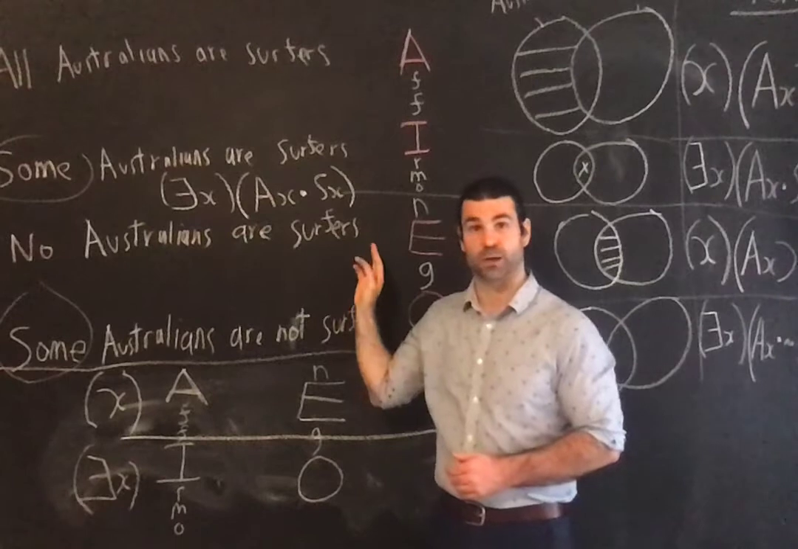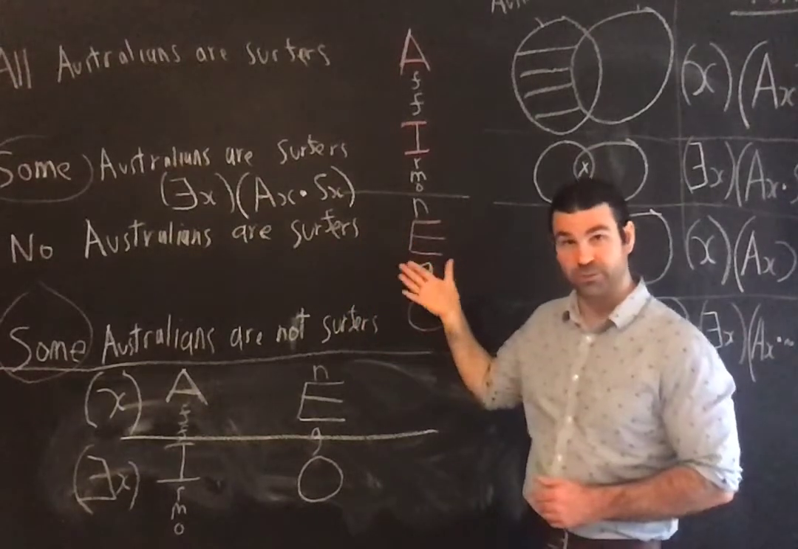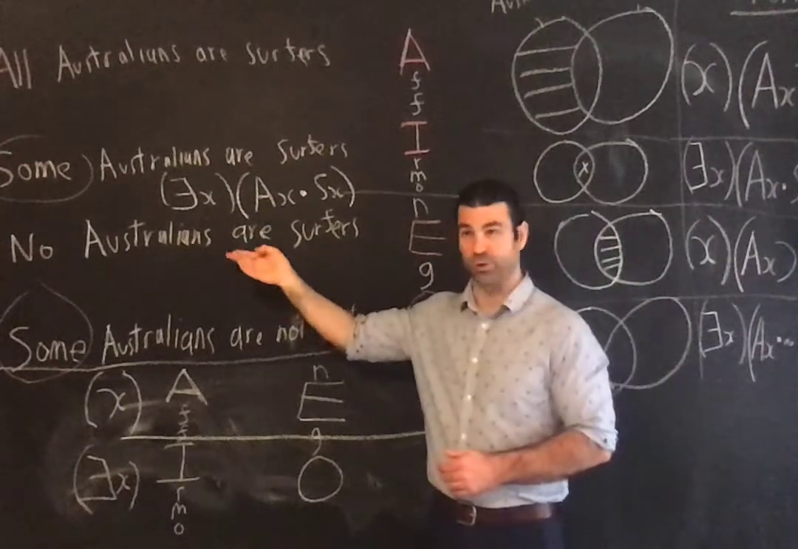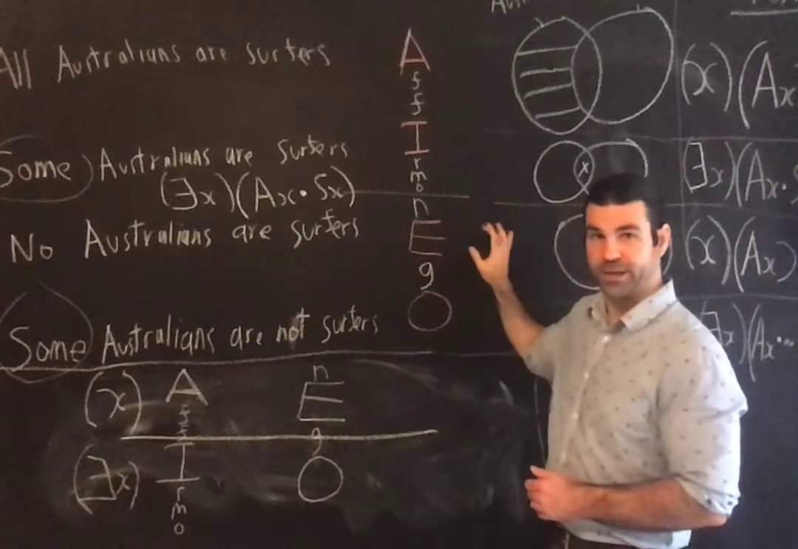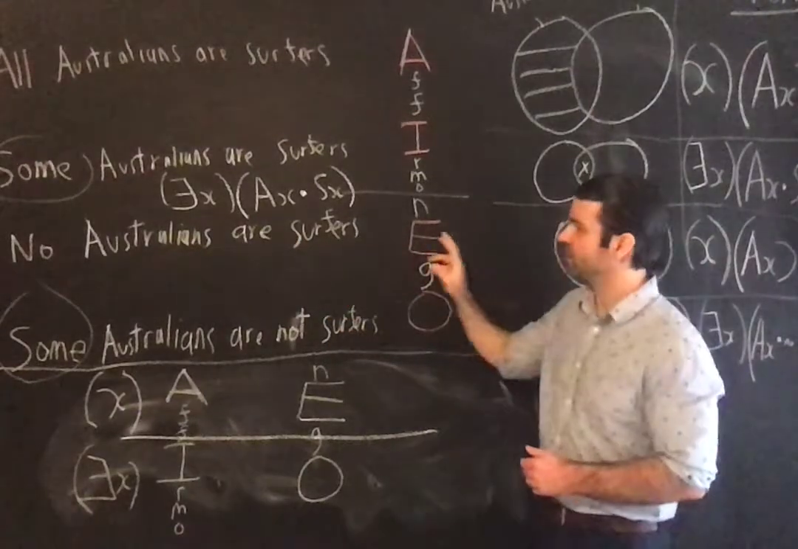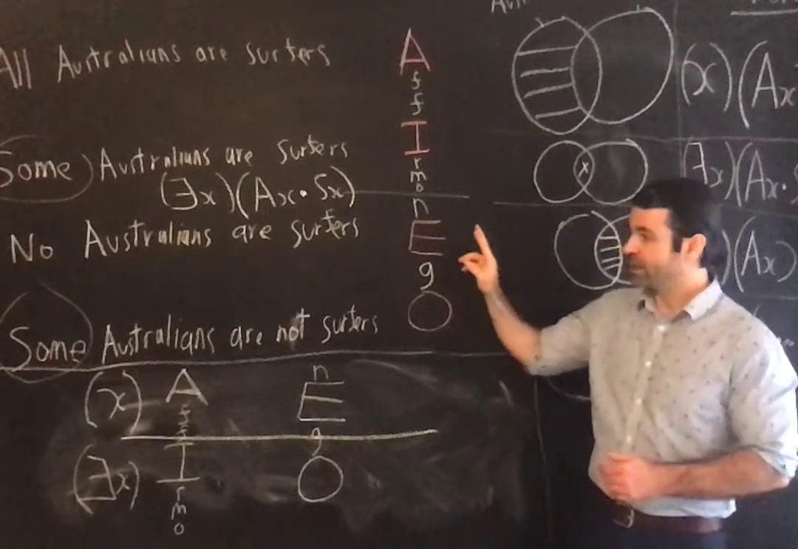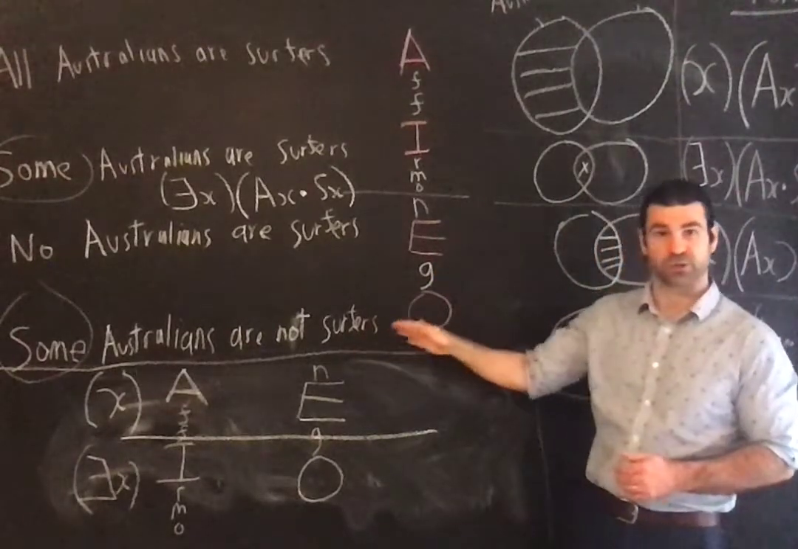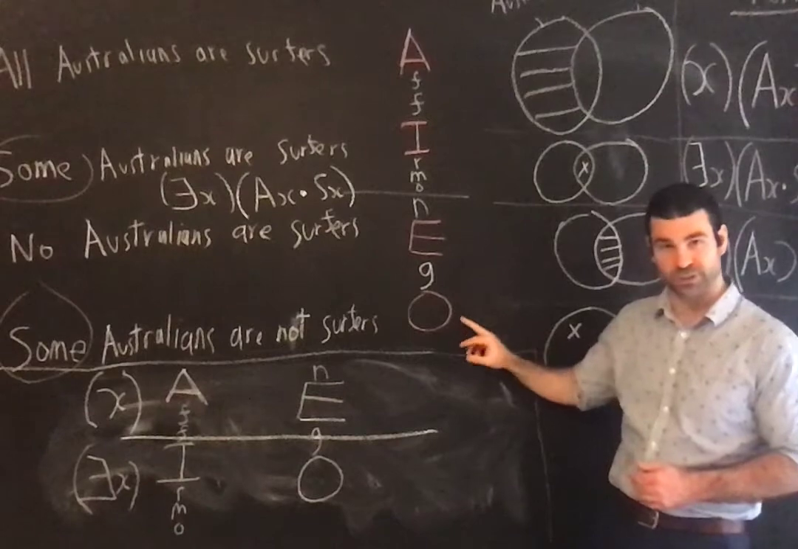Third one, universal exclusion is the form. Example, no Australians are surfers. E from the word nego. Universal exclusion is E. Particular exclusion, some Australians are not surfers. Particular exclusion is the O.